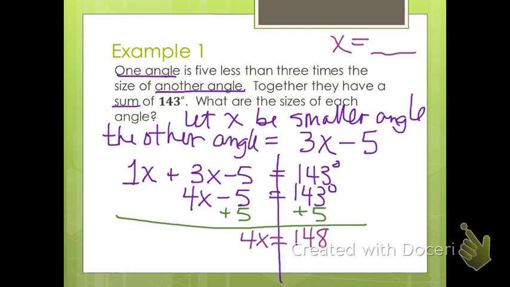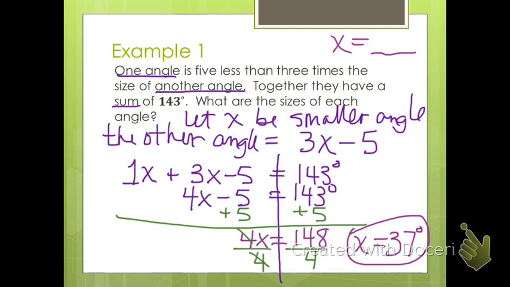So now I'm going to use the division property of equality, and I'm going to divide both sides by 4. And let me write my result over here. 4 over 4 is 1. So now I have 1x. Let me go back to my purple here so that it's clear what we're doing. So 4x divided by 4 is just x. And 148 divided by 4 is 37. Yes, 3 times 4 is 12, 28, 37 degrees.